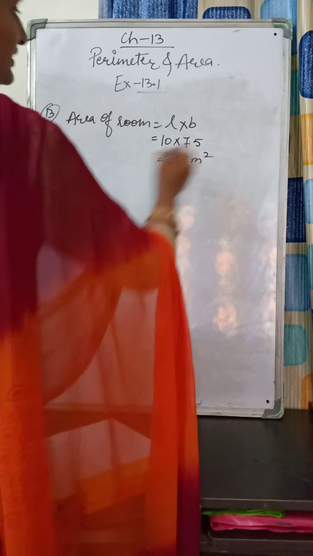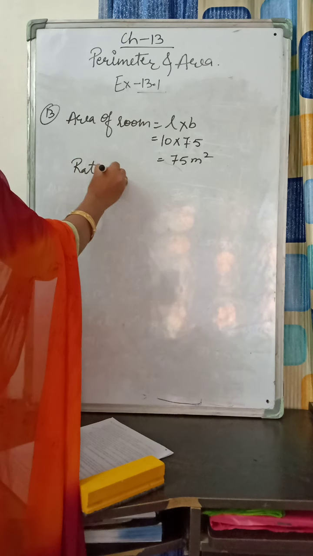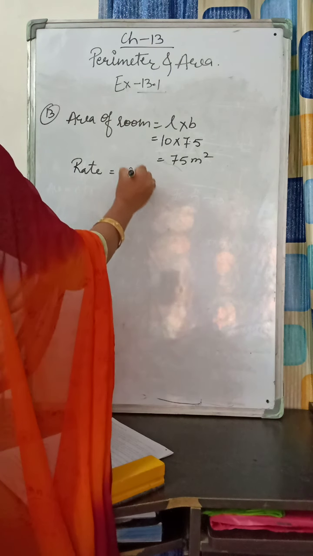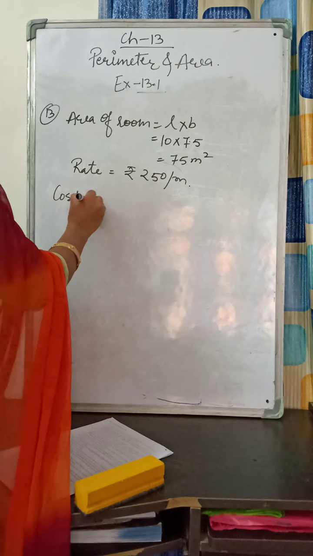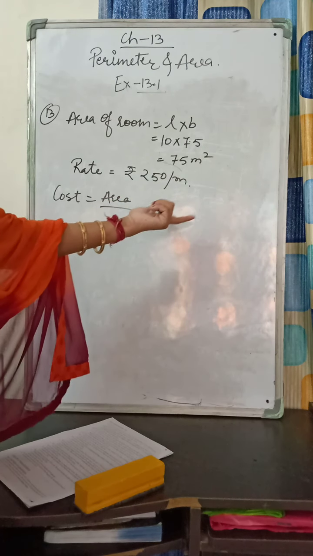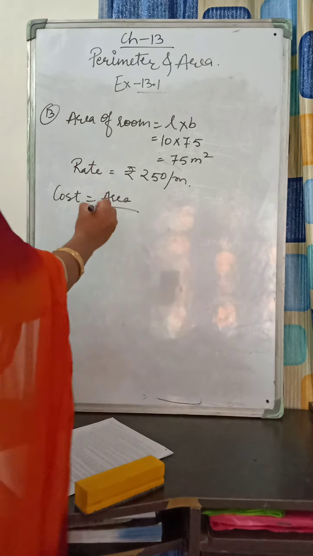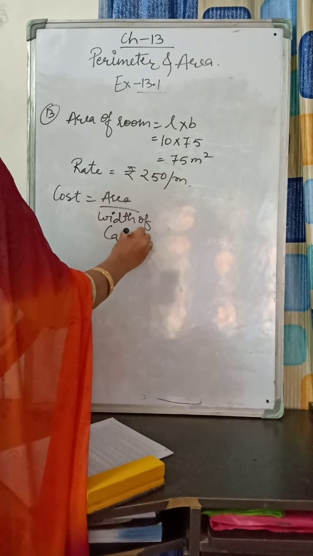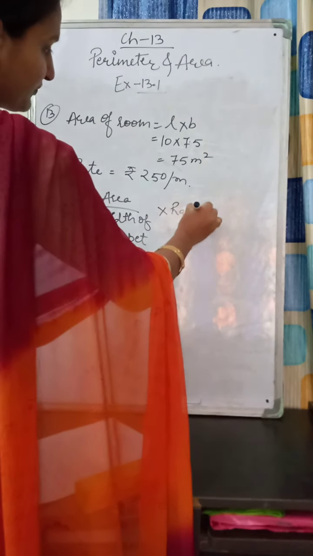This is 75 meter square, the area, and the rate at which it is covered with carpet is rupees 250 per meter. So here we can find the cost. Students, here the rate is 250 rupees per meter, and also the width of the carpet is given, that is 1.25 meter. So the cost is area divided by the width of the carpet, into rate.